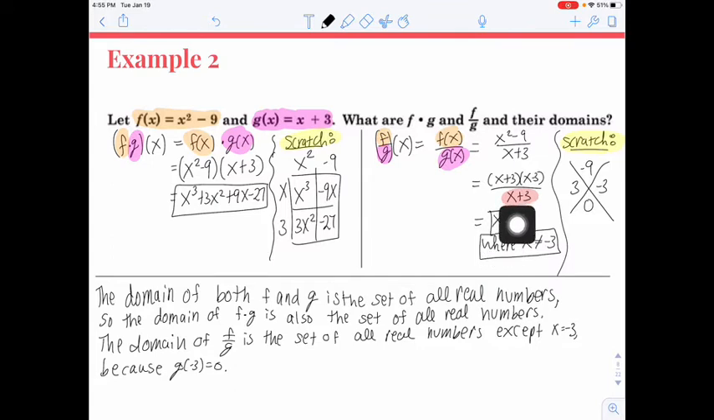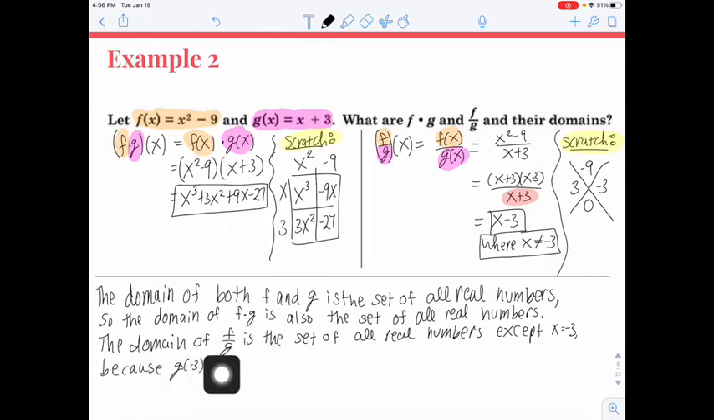3. However, I highlighted the x plus 3 in red because it's in the denominator of our fraction. We aren't allowed to let the denominator equal 0, so we have x minus 3 where x cannot equal negative 3. As far as the domains go, the domain of both f and g, the original functions, is the set of all real numbers. We can plug anything we want into x squared minus 9 and x plus 3. So the domain of f times g, up here, is also the set of all real numbers.